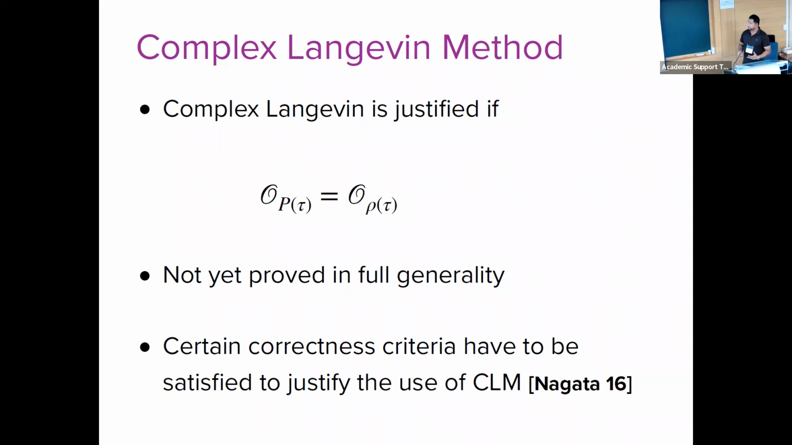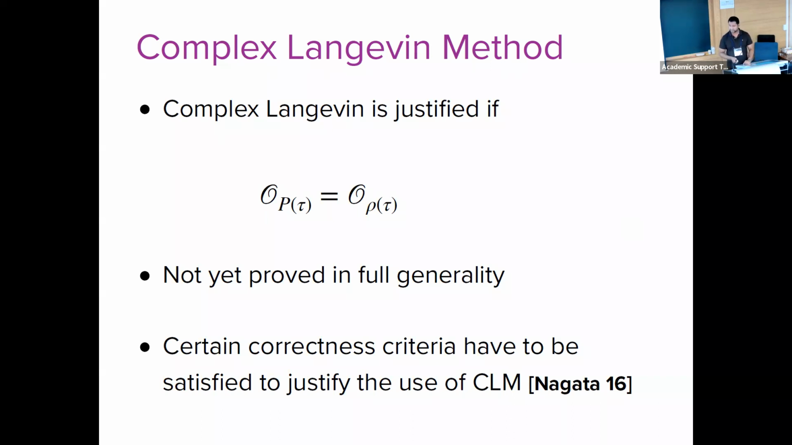So what we do is we need to check certain correctness criteria when we do numerical simulations. They have to be satisfied to justify the use. It was introduced in this paper recently, in 2016. So we follow these correctness criteria in our simulations, and we say, okay, things are matching.